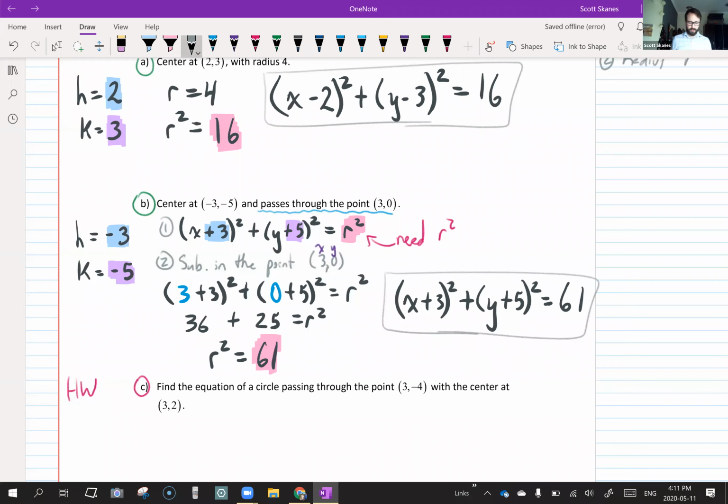Okie doke. Hopefully that makes sense. I really hope it does. It certainly makes sense to me, but circles are basic shapes. All we can do with them is move the center around. We need to know about the center, where it is, and we need to know what the radius is. That fully describes a circle.